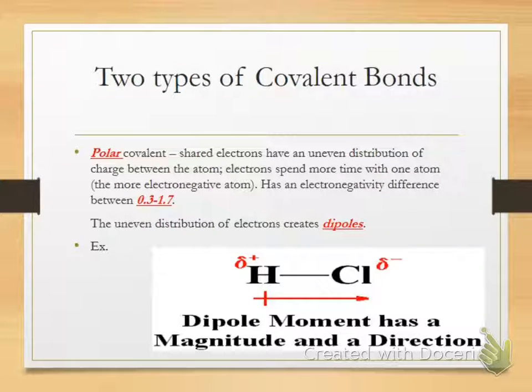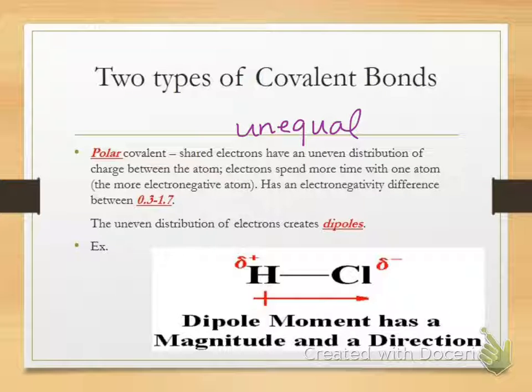There are two types of covalent bonds, based on whether the sharing is equal or unequal. If the sharing is unequal, you get a polar covalent bond. In other words, the electrons spend more time with one of the atoms than the other one. And that's where the electronegativity comes in. Whichever has the higher electronegativity gets to have the electron more, because it has a greater pull on that electron.